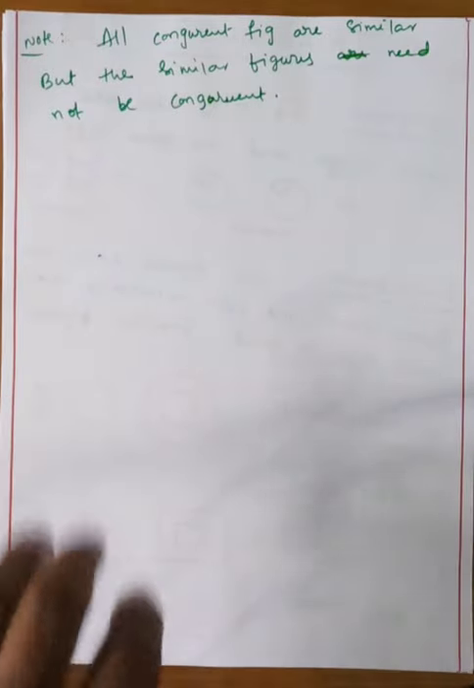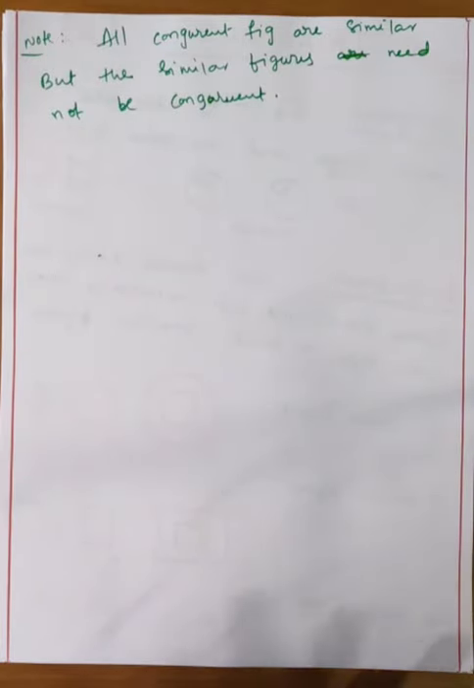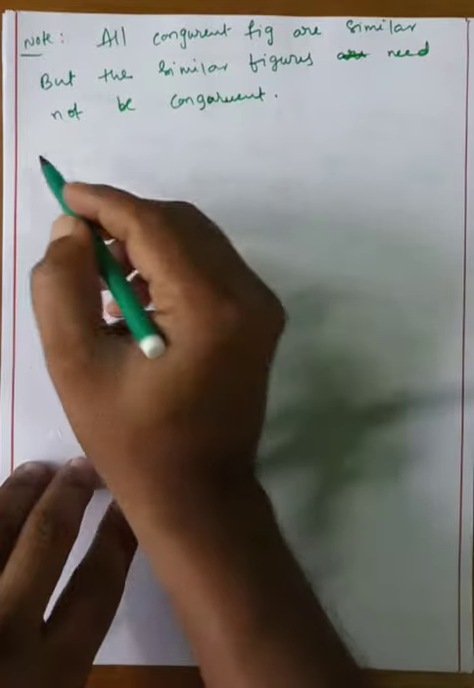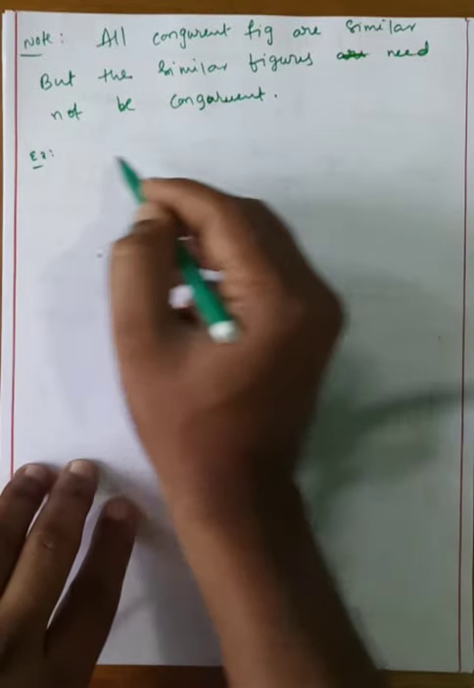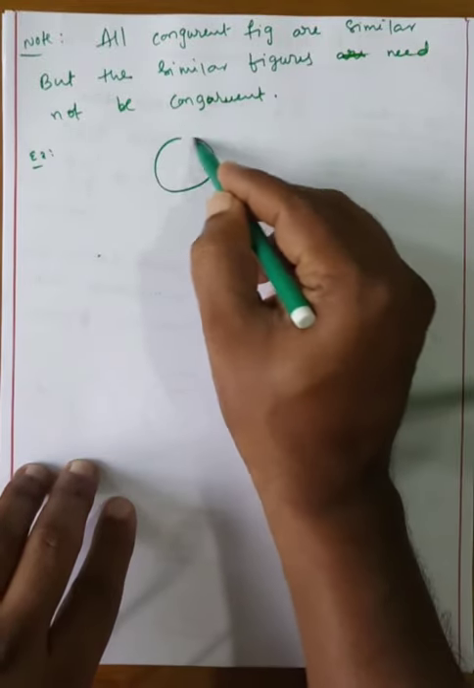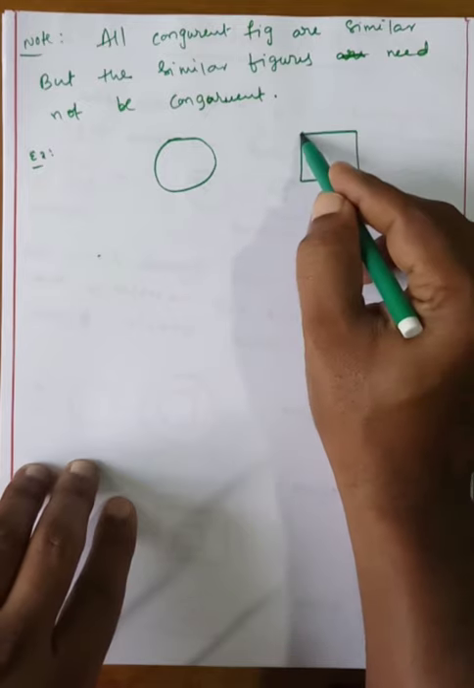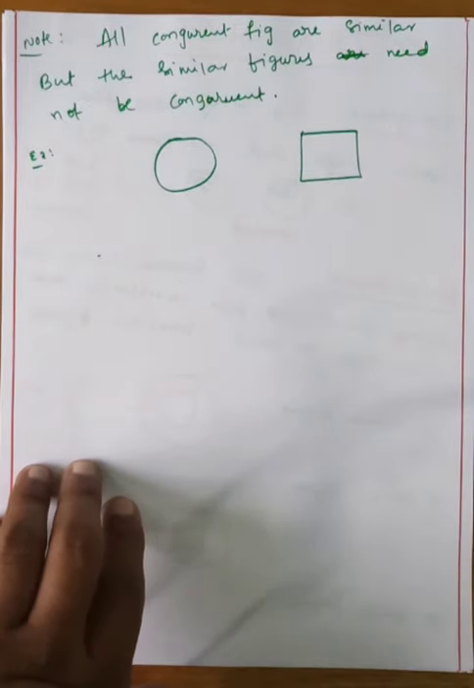Need not be congruent. All the congruent figures are similar, but the similar figures need not be congruent. Now, suppose I take one example. This is a circle, this is a square. These are the similar figures?